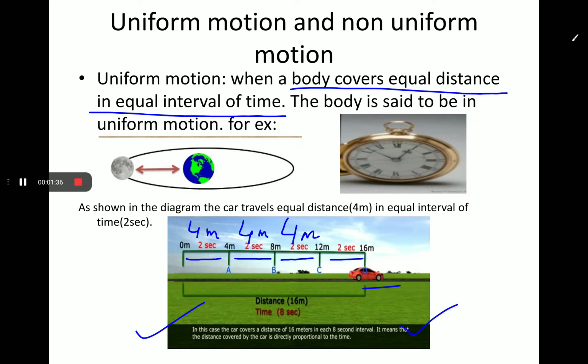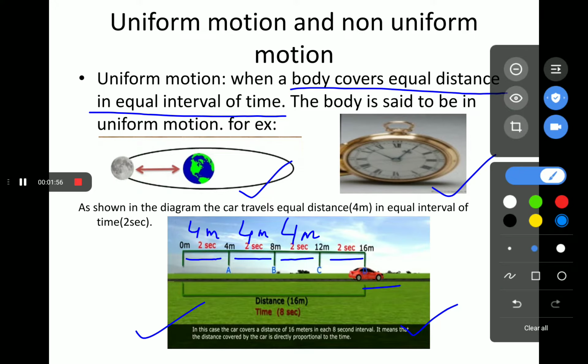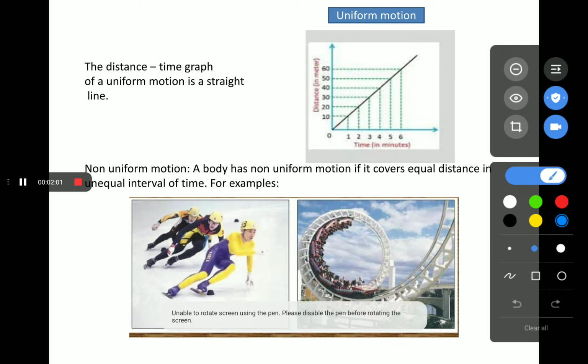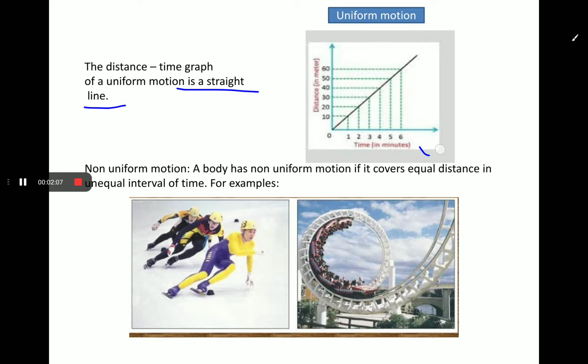Some other examples of uniform motion are the rotation of any satellite or moon around the earth, or the motion of the hands of the clock. You can also think of more examples. In the next slide, there is a distance time graph for uniform motion. The distance time graph for uniform motion is always a straight line, as you can see here.